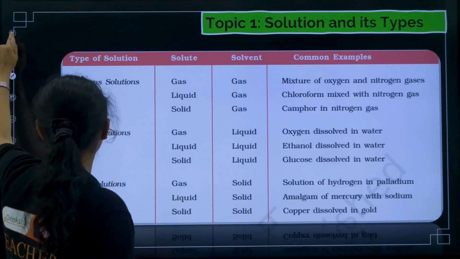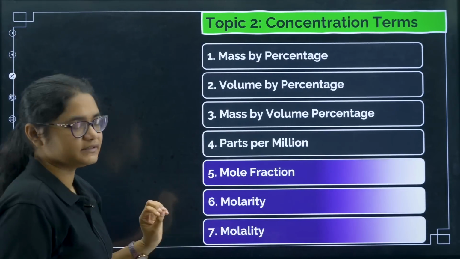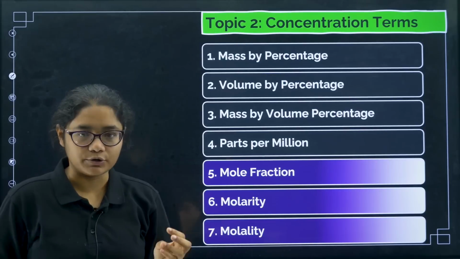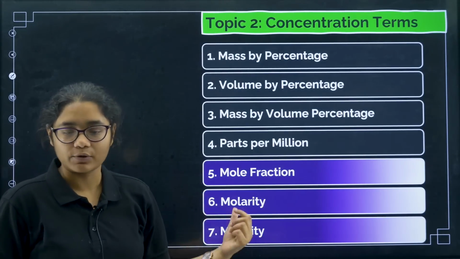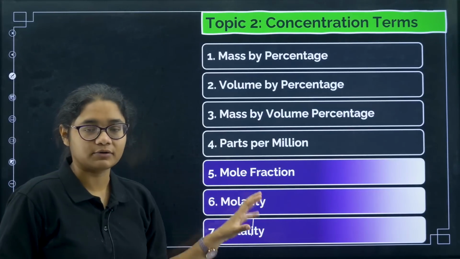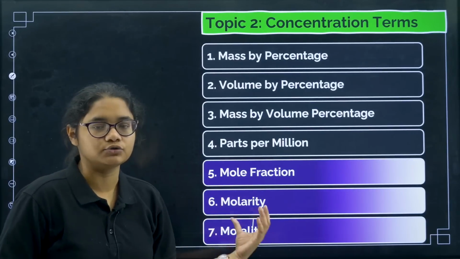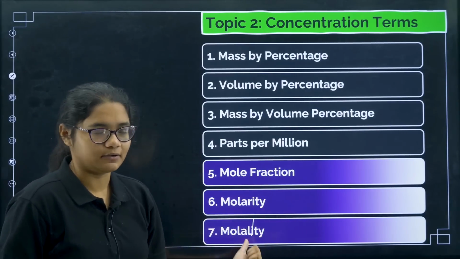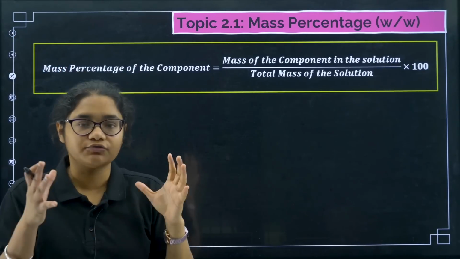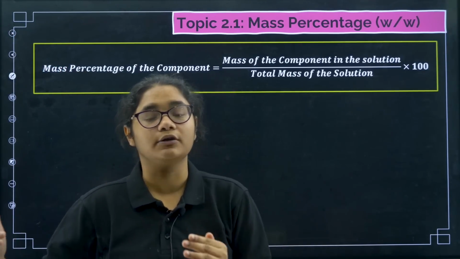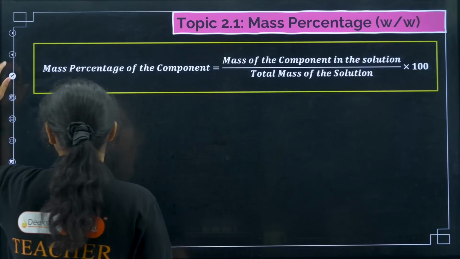After that we have concentration terms. These are the concentration terms that we have. 7 concentration terms are there: mass percentage, volume percentage, mass by volume, parts per million, mole fraction, molarity and molality. But these 3 are very, very important because we are going to use them regularly in the numericals. So you should be very thorough about these 3 concentration terms. Now coming to the first one, mass percentage. What is the meaning? Mass of the solute by the total mass of the solution into 100. This is your mass percentage.